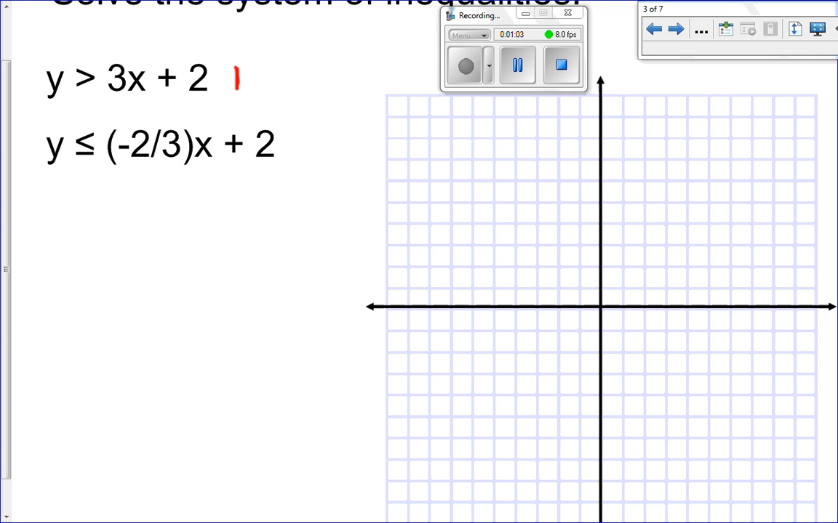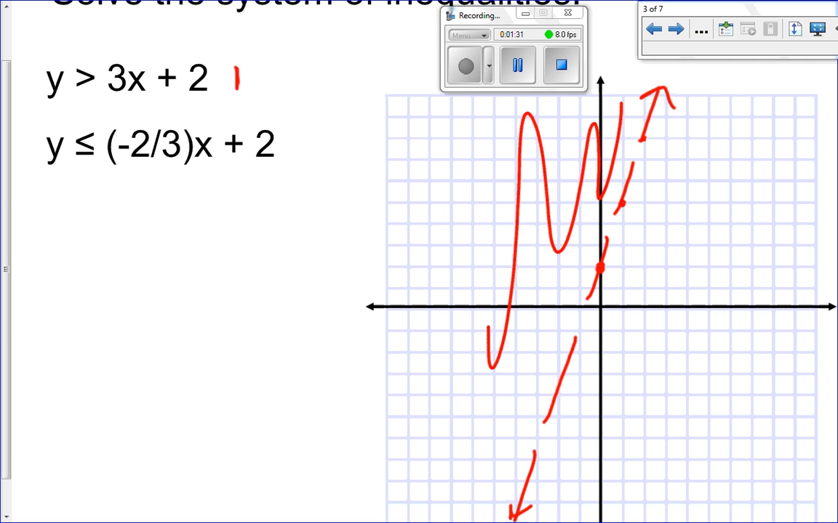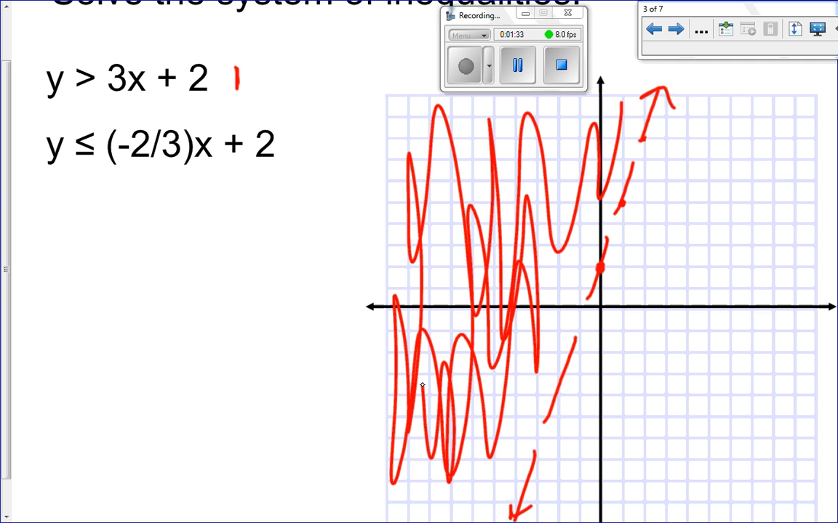So y is greater than 3x plus 2, so I'm going to graph 3x plus 2. Here's 2, and I go up 3 over 1, up 3 over 1. I notice that the inequality is greater than, so therefore my line is going to be dotted or dashed. Since it's greater than, I'm going to shade above the line. I'm going to color that whole half red. Also, use a ruler when you're drawing the lines. It helps out a lot.